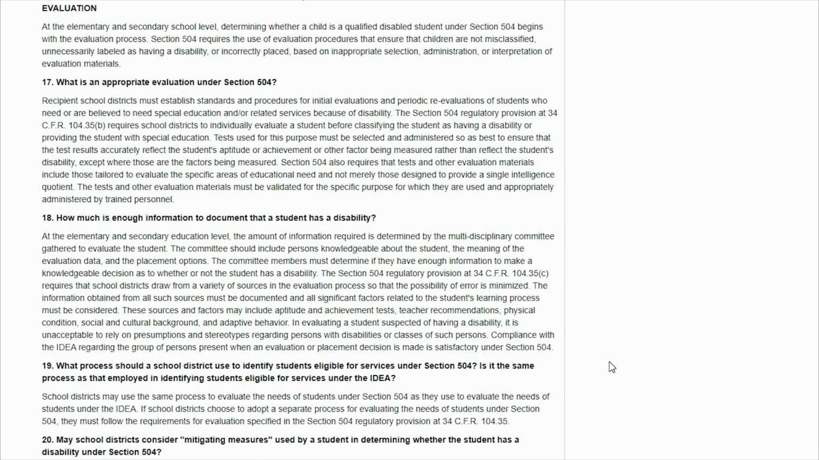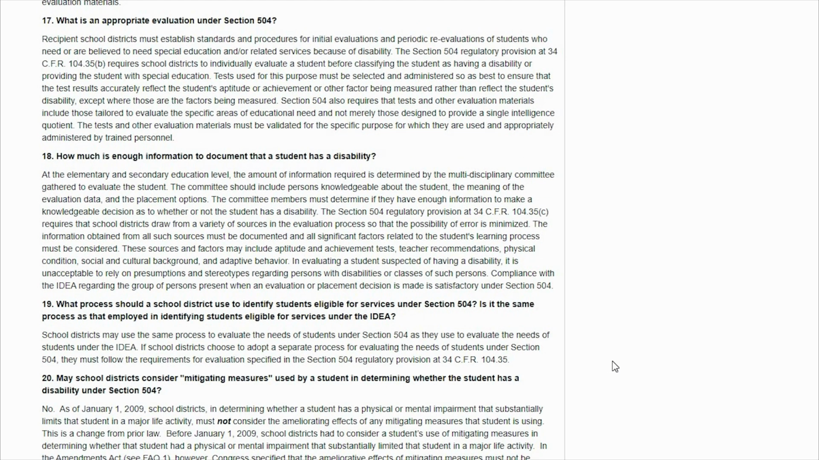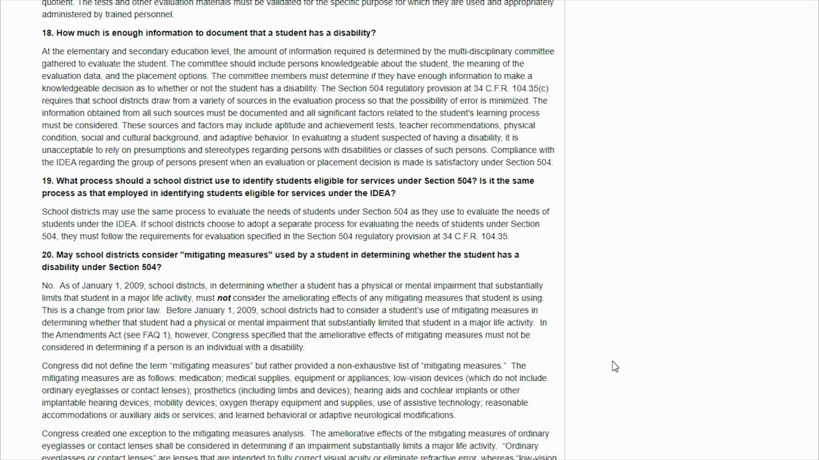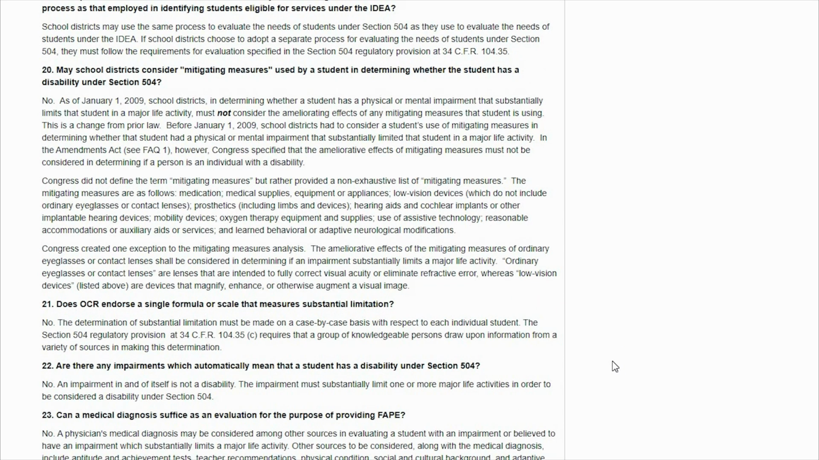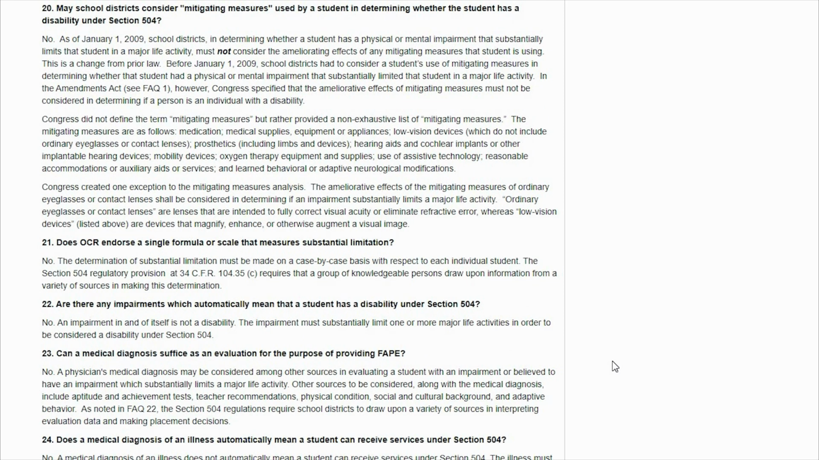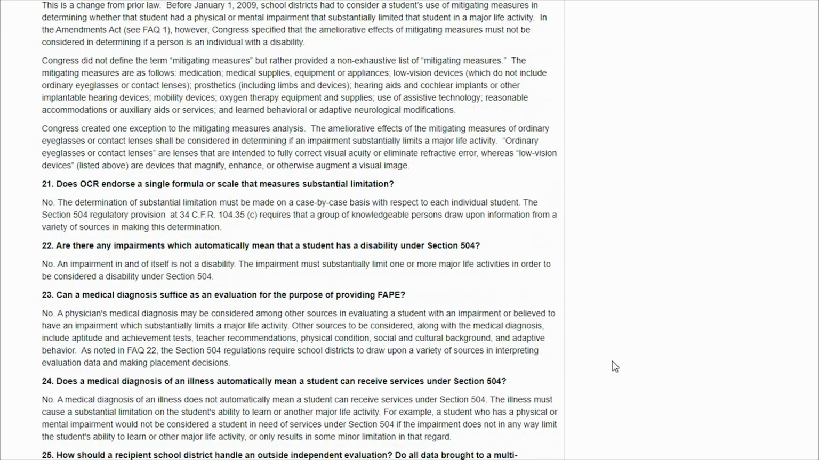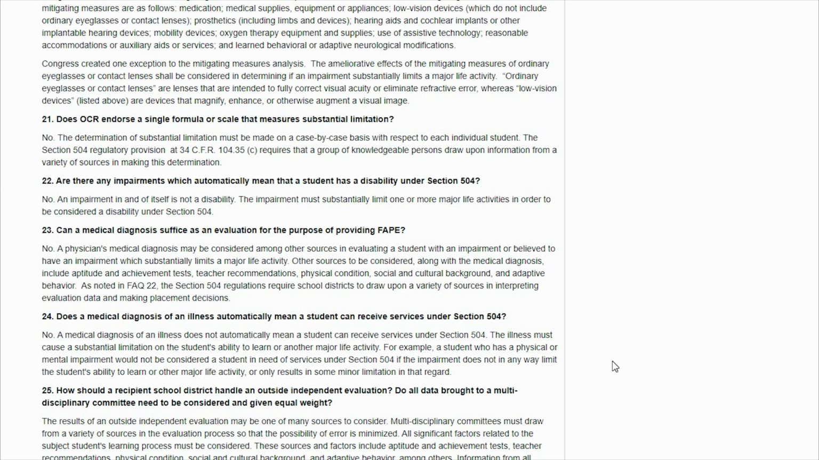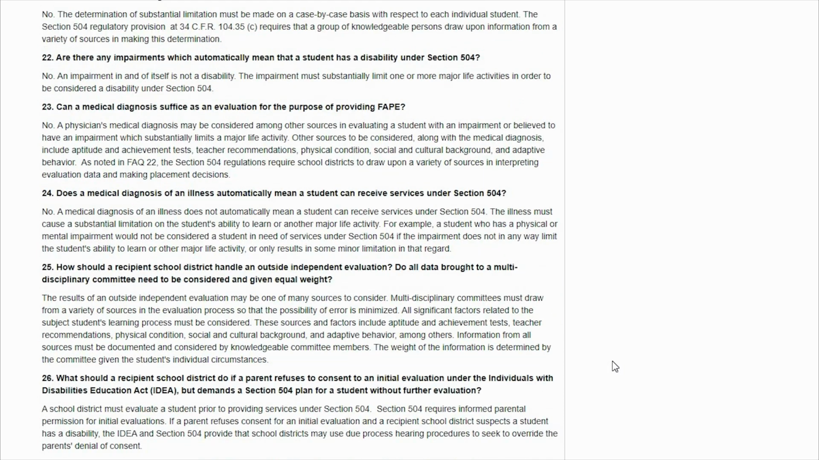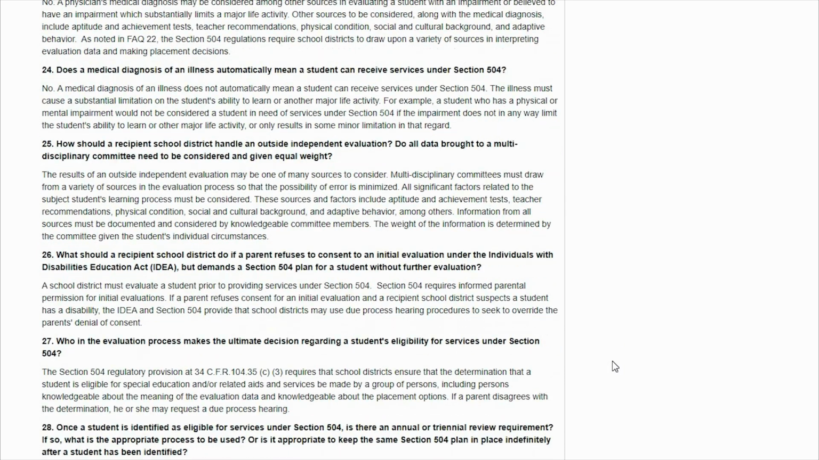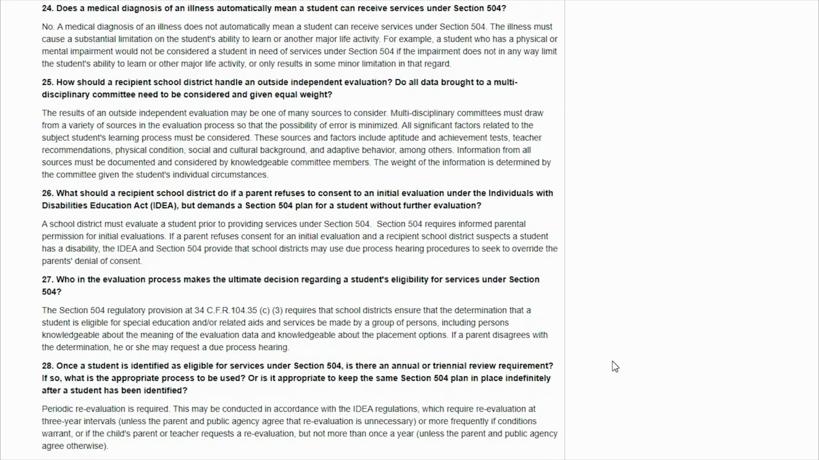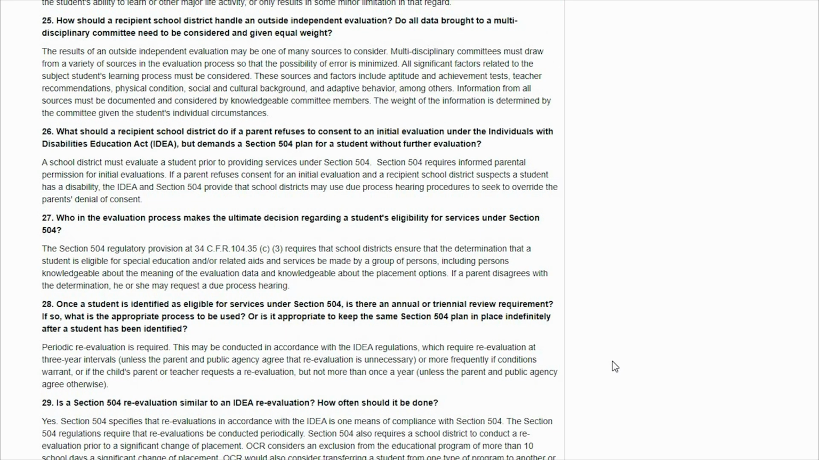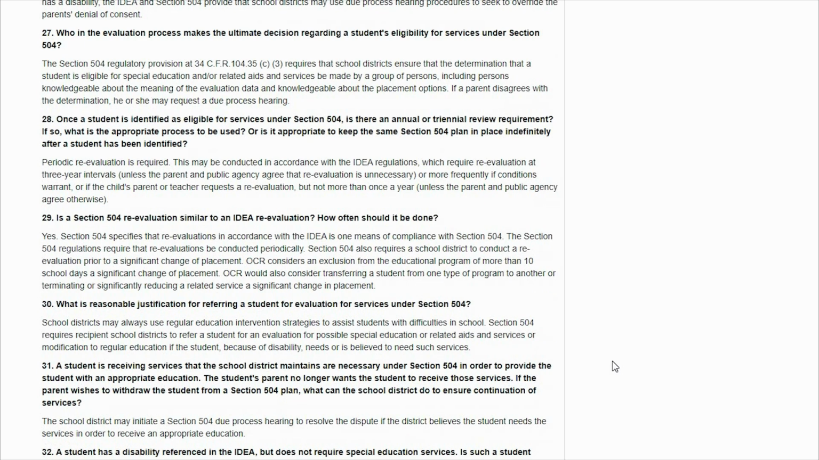This one talks about how much is enough information to document that a student has a disability. And then I'm trying to find... I'm just gonna keep scrolling, and I'm looking for pretty much what qualifies your child per se. Well, I guess I already kind of went over that.